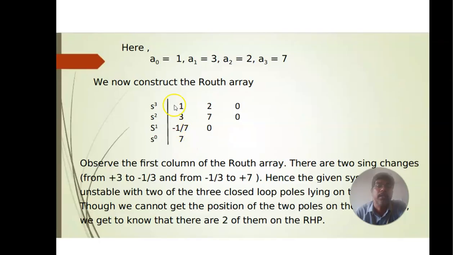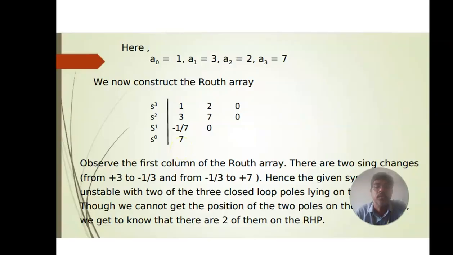Now we can see in the first column of the Routh array, there is one negative value. Now find the number of sign changes in the first column of the Routh array. From 1 to 3, there is no sign change. Then 3 to minus 1 by 7, there is one sign change, from plus to minus. Then minus to plus. So there are two sign changes in the first column of the Routh array.